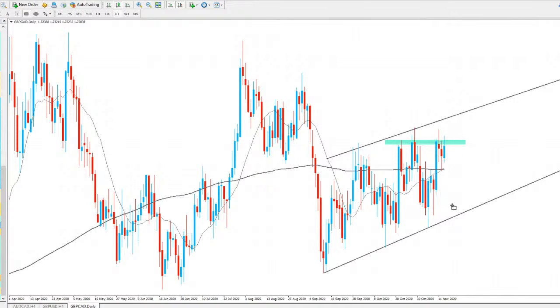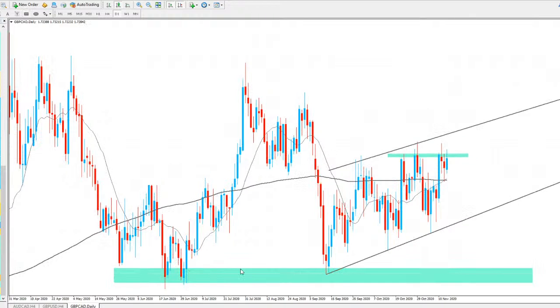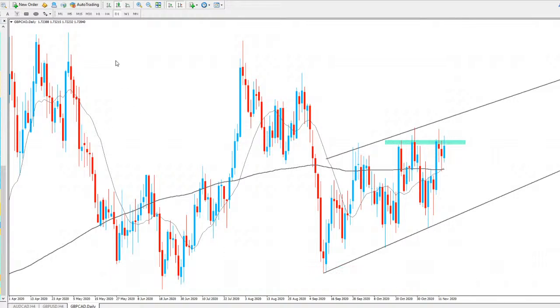We could be seeing a nice move to the downside, go and break through the trend line, potentially go and test the support all the way down there. As you can see, support there, support there, support there again. Potentially could see price break through the trend line and go and test this area of daily support. So that is what I'm probably favouring right now for GBP/CAD.